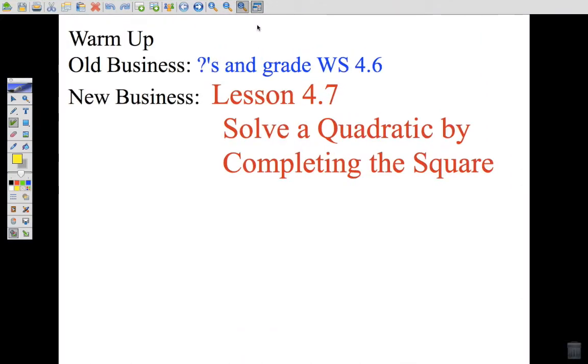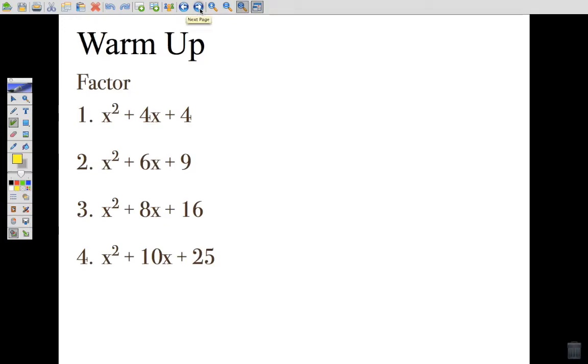Today we are going to investigate Lesson 4.7, Solve a quadratic by completing the square. Take a few minutes to look at the 4 warm-up problems. Factor each of those trinomials into a product of 2 binomials.